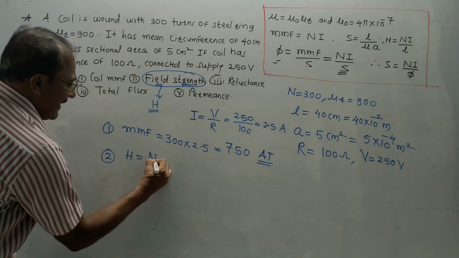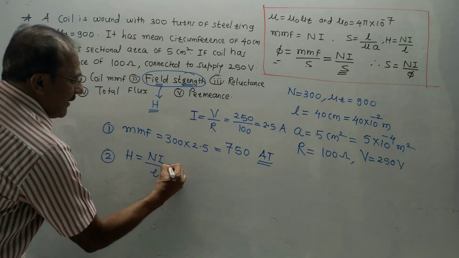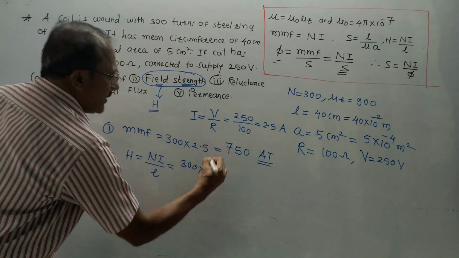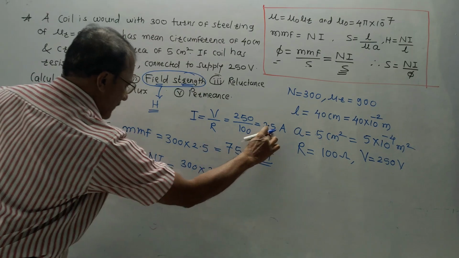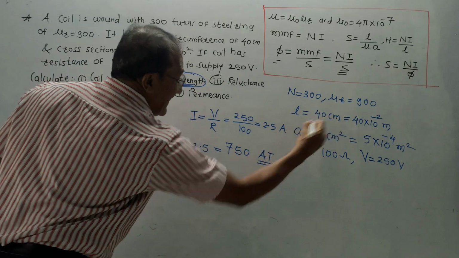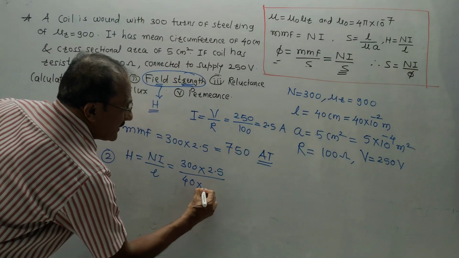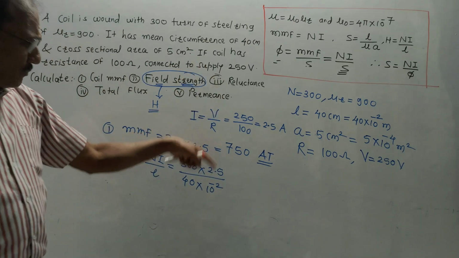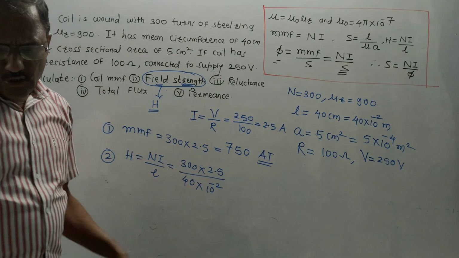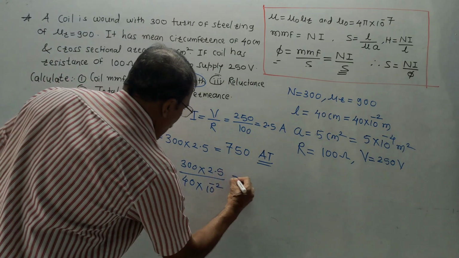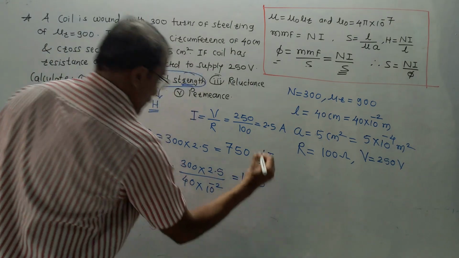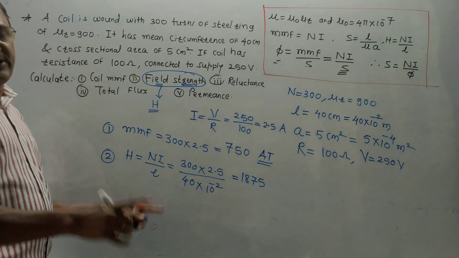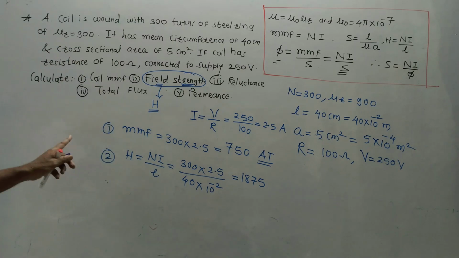I am using this formula, Ni upon L. N is number of turns. Number of turns are 300 into current. I have already calculated 2.5. This value divided by L. L is the length. I need to put the values in terms of SI unit. So 40 into 10 raised to minus 2. You just have to perform these calculations on the calculator. So answer will be 1875. Again question arises. How to generate the units? Again I am repeating, you don't have to memorize the units, don't mug up the units.